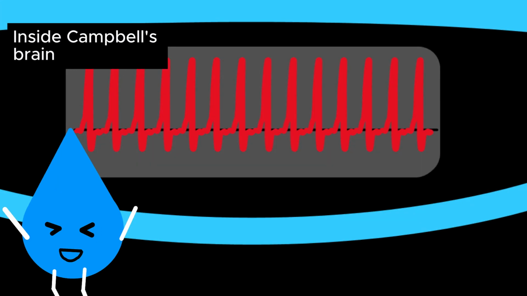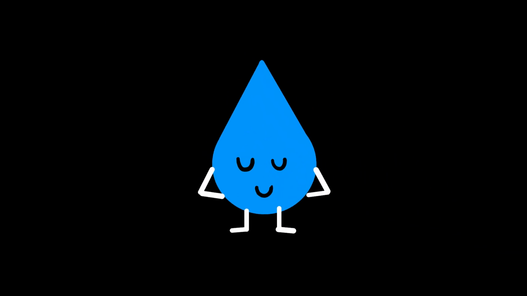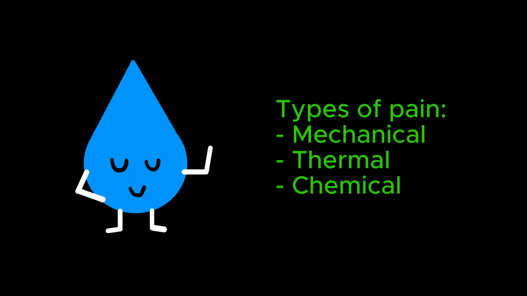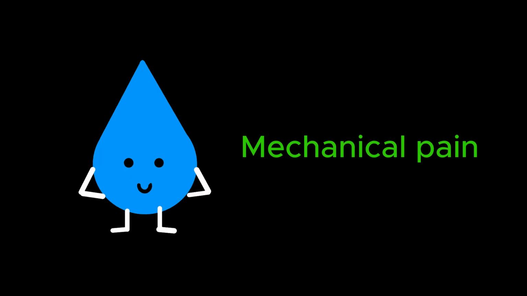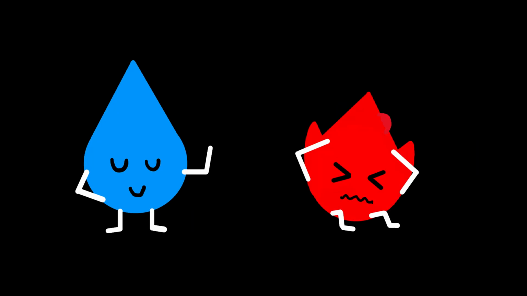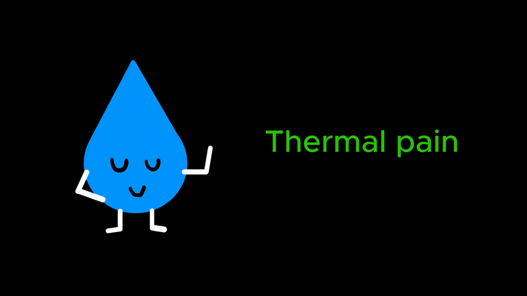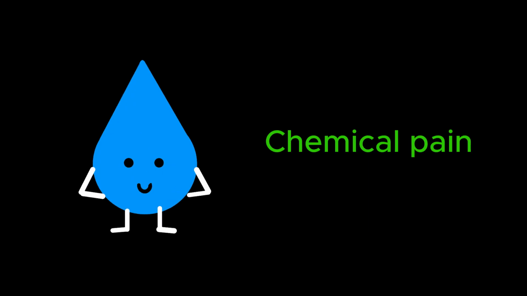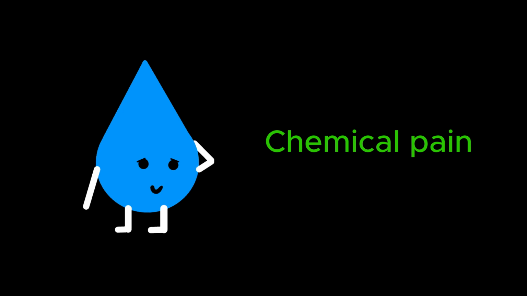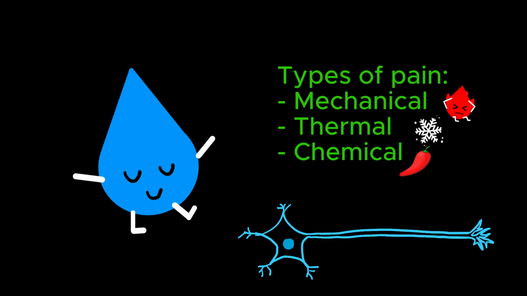Oh, we can study it to find a way out. There can be different types of pain: mechanical, thermal, and chemical. Mechanical pain is due to pressure, such as bumping into something. Thermal pain is due to heat or cold. Chemical pain is due to chemicals, like acids or spicy food. All of these can cause action potentials in neurons.